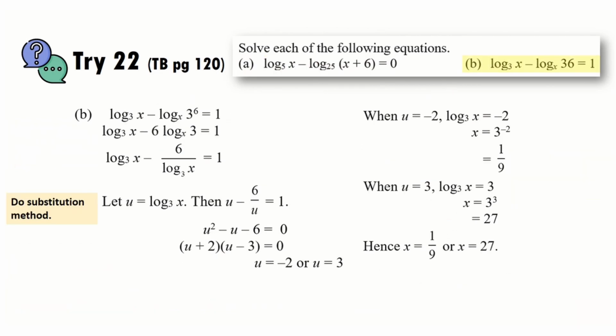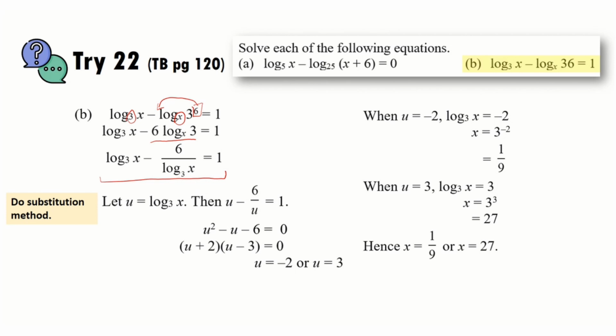We will now take a look at part B, where we would like to solve this logarithmic equation. We do notice that the bases are actually different, so most likely we will have to do a change of base. But before that, we will first bring this 6 over here down using our power law to arrive at this. Then after that, we will apply our change of base law to get this overall equation.